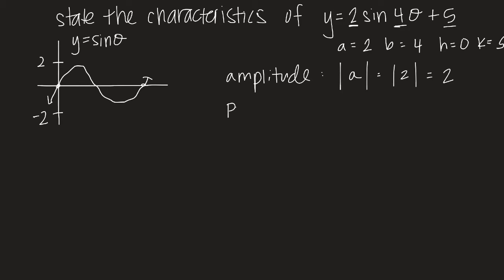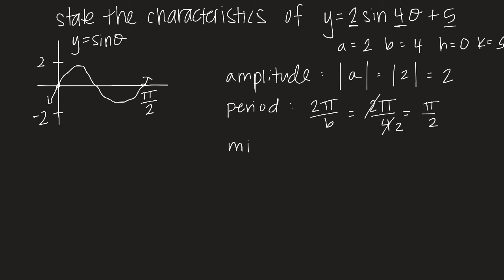Let's try period. So period of sine and cosine functions is 2 pi over b. And the b in this equation is 4. So 2 pi over 4. If I simplify that, I just get pi over 2. So that's saying that this wave repeats every half of a pi. So if I'm just transforming the parent function, this would be pi over 2 instead of 2 pi.